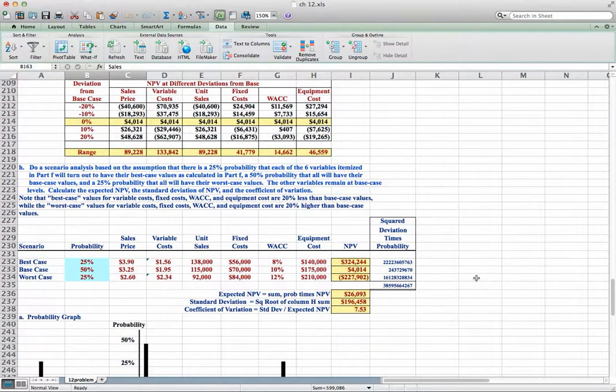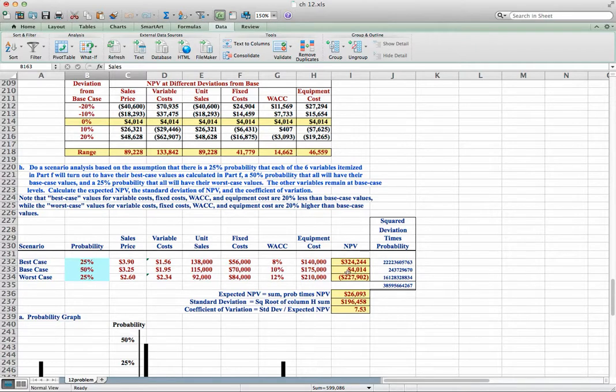Then you will need to do a scenario analysis. Do a scenario analysis based on the assumption that there's a 25% probability that each of the six variables itemized in Part F will turn out to have best case values as calculated in Part F, a 50% probability that all will have their base case values, and a 25% probability that all will have their worst case values. The other variables remain at base case levels. Calculate expected NPV.